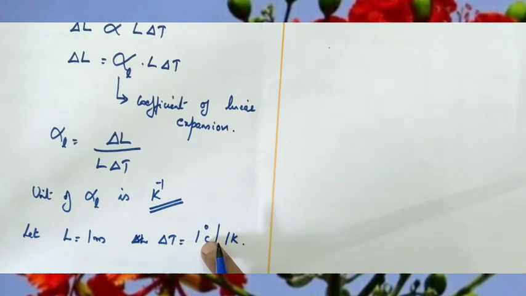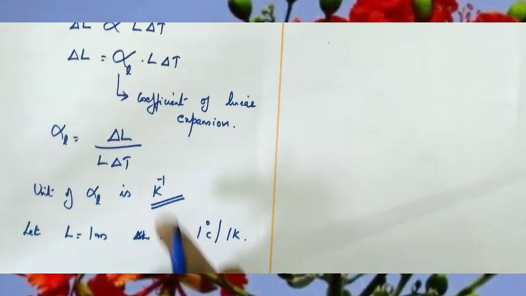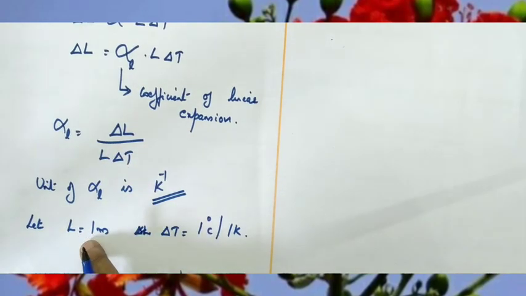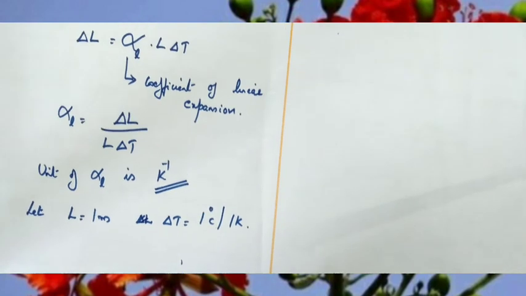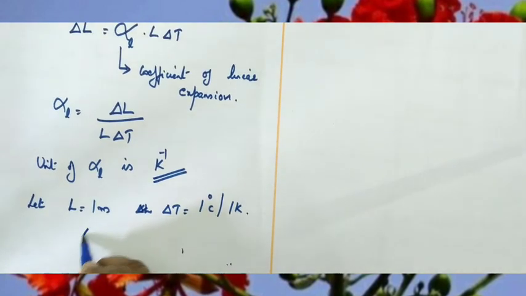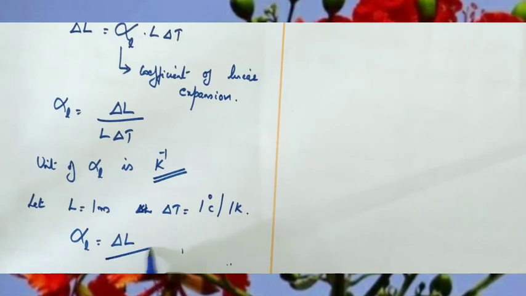Change in temperature, if it is expressed in degrees Celsius and Kelvin, is the same. So let the original length be 1 meter and the increase in temperature be 1 degree Celsius or 1 Kelvin. Now how will you write alpha L, the coefficient of linear expansion? It is equal to delta L, isn't it?